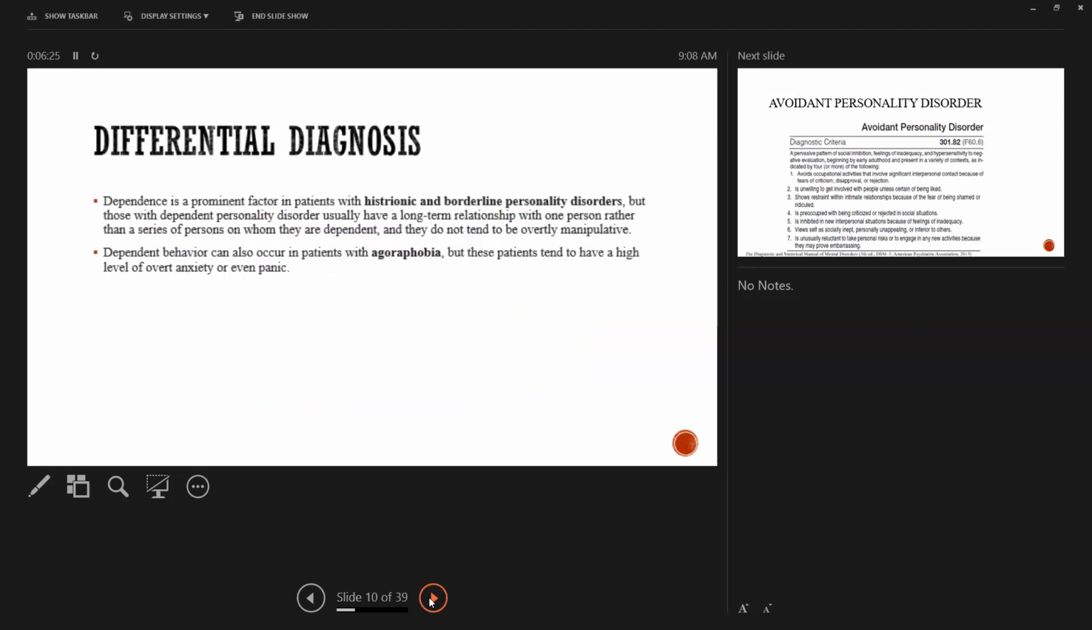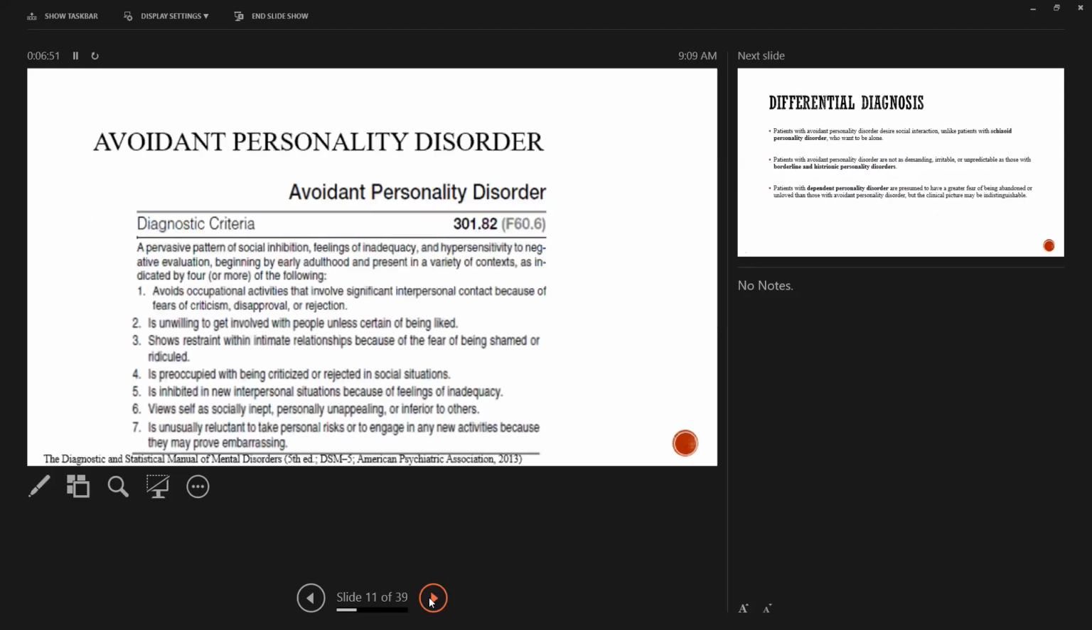But a patient with dependent personality disorder usually has one long-term relationship with another person, and he or she will also not be overtly manipulative, as is found in histrionic and borderline personality. Dependence can also occur in patients with agoraphobia, but a patient with agoraphobia will have a high level of overt anxiety or even panic as compared to a patient with dependent personality.